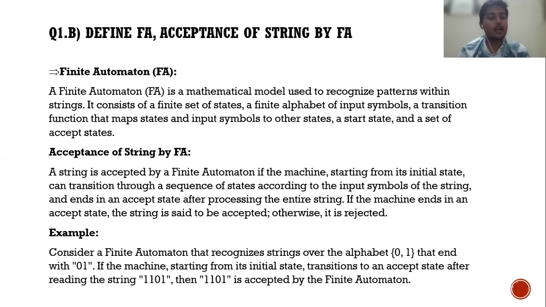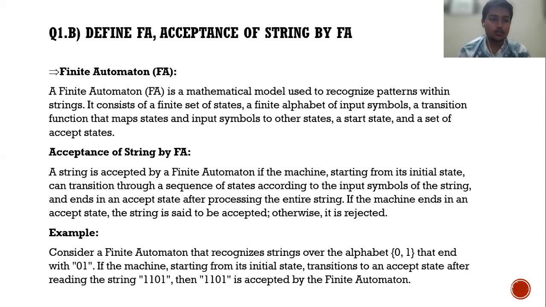Acceptance of a string by FA: a string is accepted by a finite automata if the machine starts from its initial state and transitions through a sequence of states according to the input symbols of the string and ends on an accepting state. So it has been accepted.